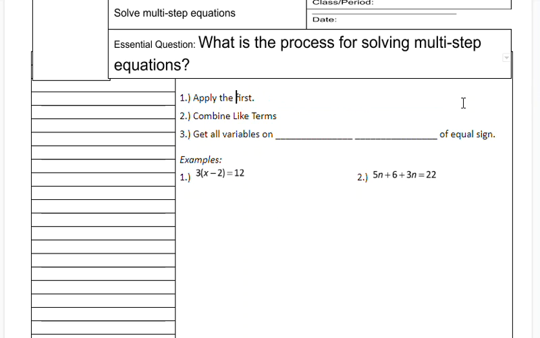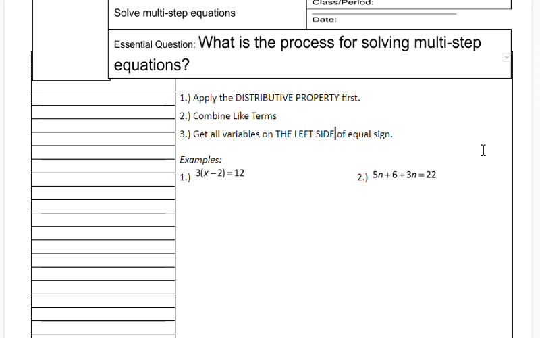I'll make it all caps so you guys know what goes in the blank. Which means if you have parentheses, you've got to distribute and get rid of them. Then you combine like terms. And typically we want to get all variables on the left side of the equal sign, because we read from left to right. So when we see that variable on the left, it really is just what makes sense to us.